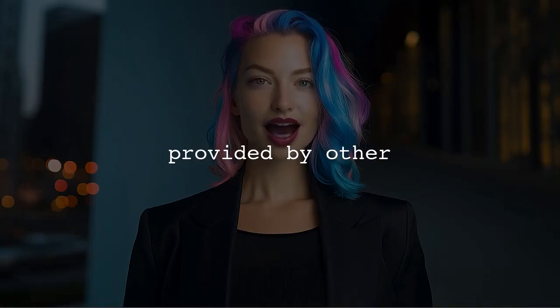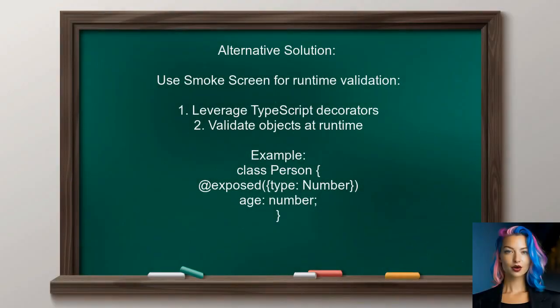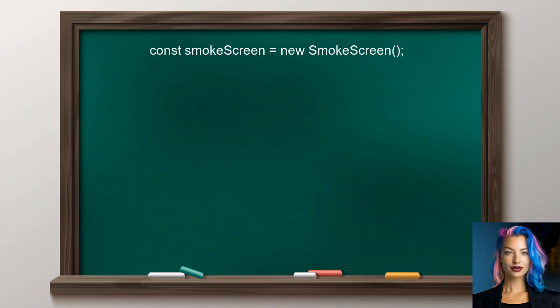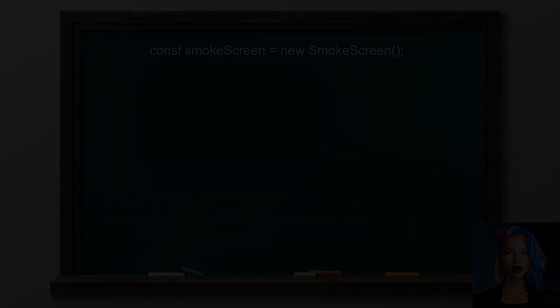Now, let's look at the answers provided by other users. One alternative solution for runtime object validation in TypeScript is a lightweight library called Smokescreen. This library utilizes TypeScript features to validate objects during JavaScript runtime. Although JavaScript lacks type information at runtime, Smokescreen uses TypeScript decorators to achieve this.